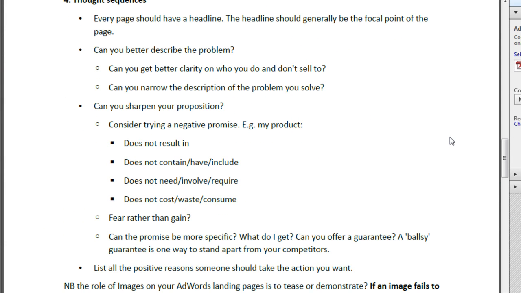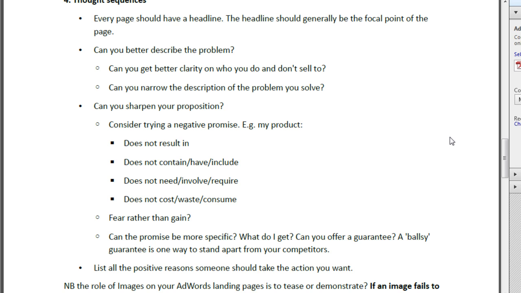Once you've described the problem, then what you need to do is make people a proposition. You need to say that, if you give me your email address, I will give you a free report that shows you how to solve X, Y, and Z. Or if you buy my products, then it will solve your problem in this way, that way, and the other way. I think that sharpening the proposition your landing page makes is often the biggest opportunity for improvement.